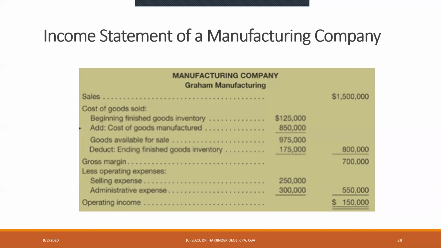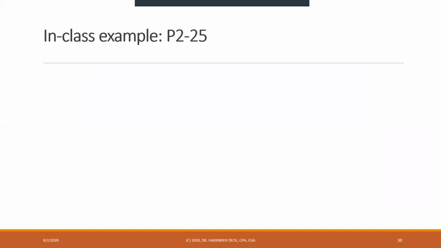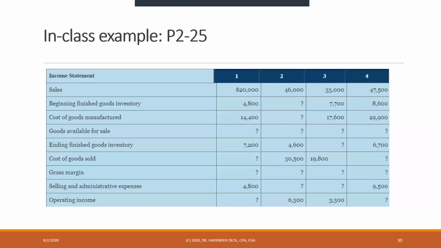Here's a continuation of the example from problem 2-25. Again, a bunch of missing numbers. This is the income statement portion. Still the same 4 cases. You're given numbers on sales, the beginning finished goods inventory, the cost of goods manufactured, goods available for sale, ending finished goods inventory, cost of goods sold, gross margin, selling and admin expenses, and operating income. Okay, so this one is an opportunity to refresh our minds about what an income statement looks like.